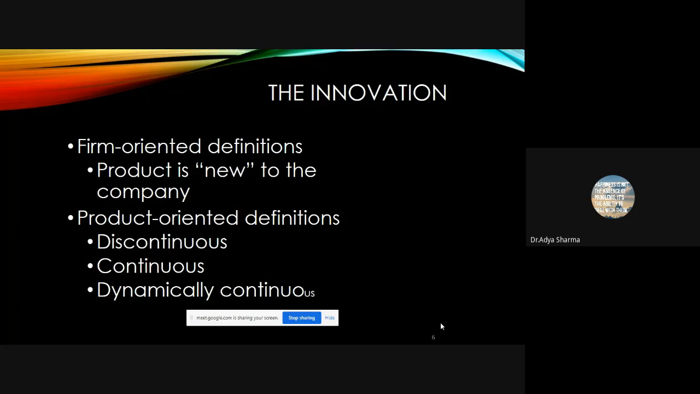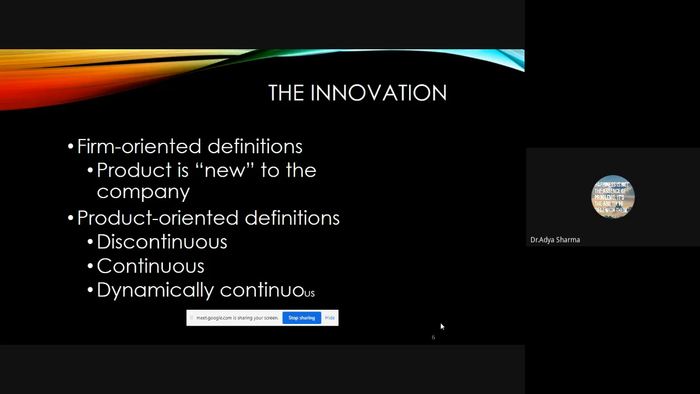And therefore, innovation can be something when the product is new to the company. Okay, now what do I mean by new to the company? So for example, Bajaj Auto, when they started making bikes, the bike was new to the company. The bike was not new. The world knew about bikes. India knew about bikes. However, Bajaj Auto for the first time had started manufacturing bikes way back in the late 1990s or 2000, and therefore it was a new product to the company.